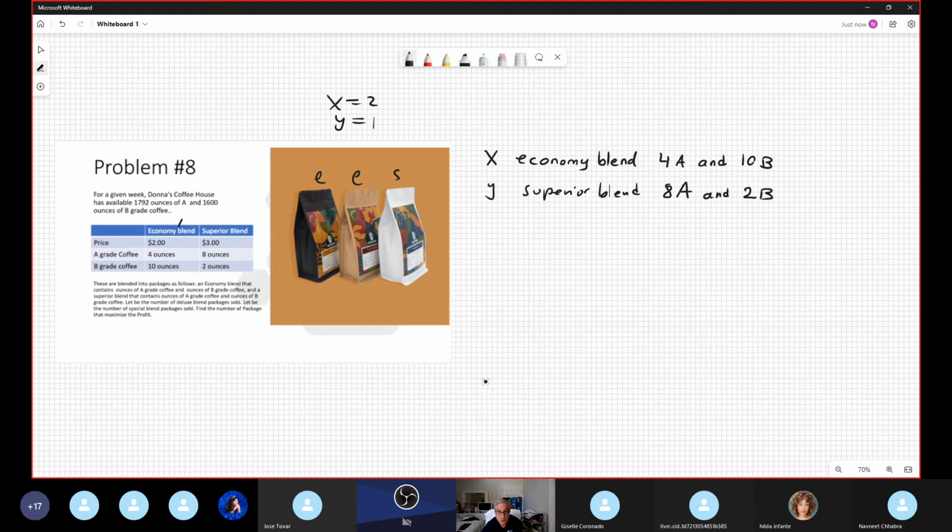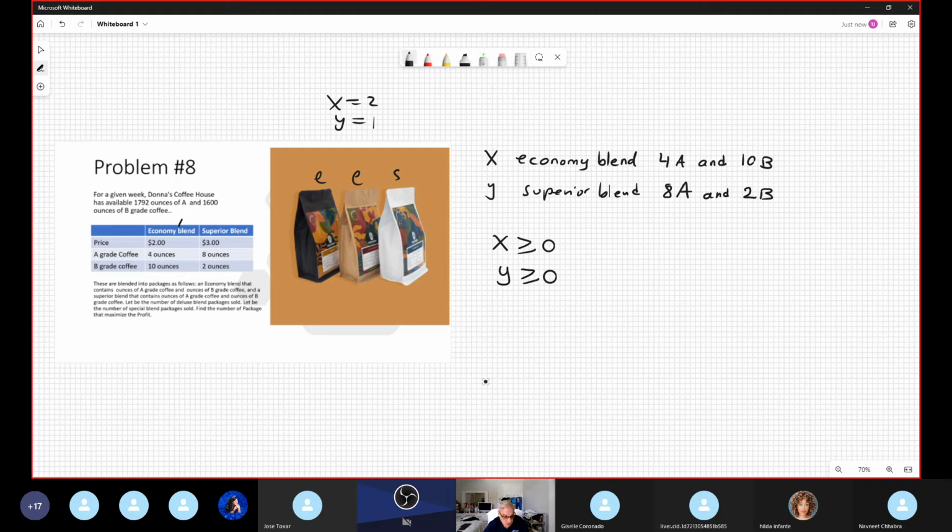Okay, so according to this information, you set out the constraints, the system of equations. It is obvious that the number of packages X is greater than or equal to 0, and the number of packages Y is greater than or equal to 0. It makes no sense to talk about negative packages. So suppose one solution is, no, professor, no, you don't sell economy, never. You sell only superior. So X is 0 and Y is 200. I don't know.